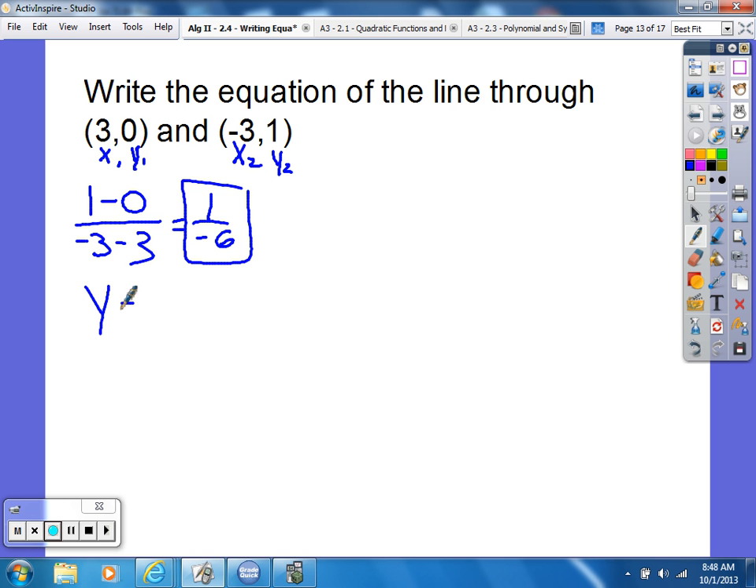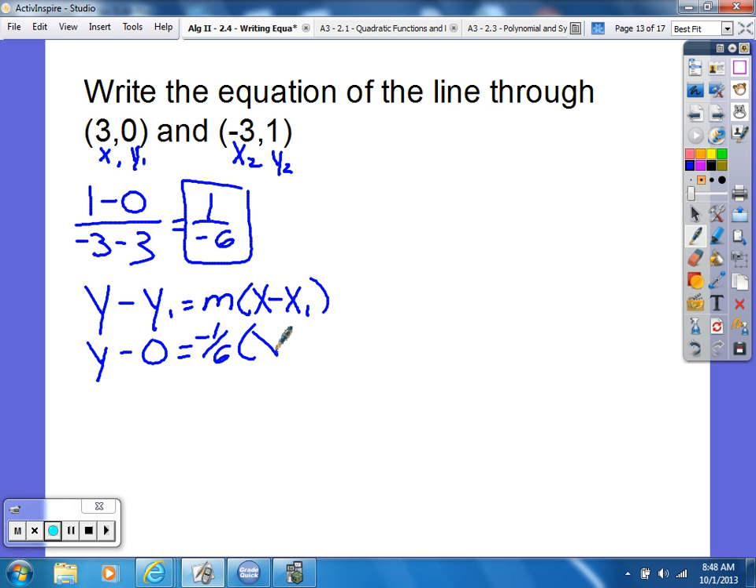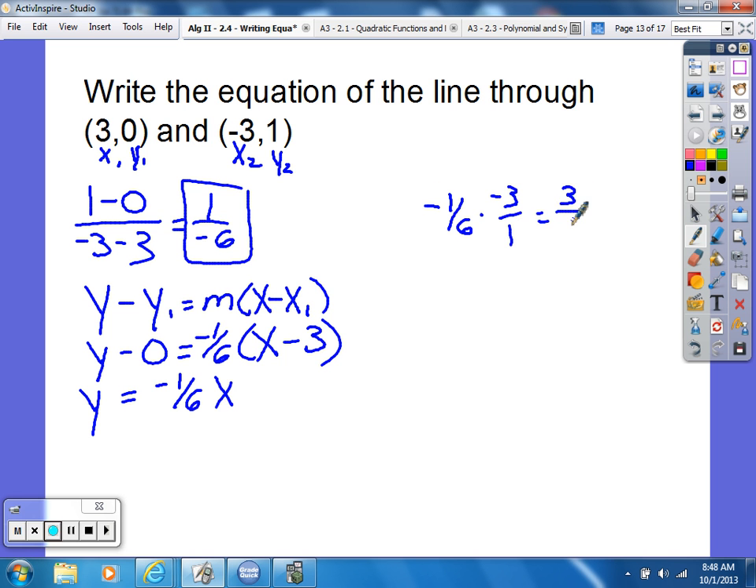So y minus y1 equals m times x minus x1. So y minus 0 equals -1/6 times x minus 3. Y minus 0, that's just y, right? Yeah, okay, y equals -1/6x, -1/6 times -3. That would be 3 over 6, that's 1/2.